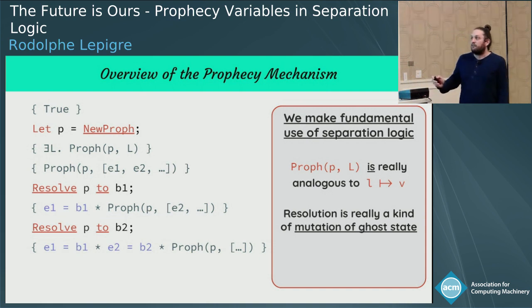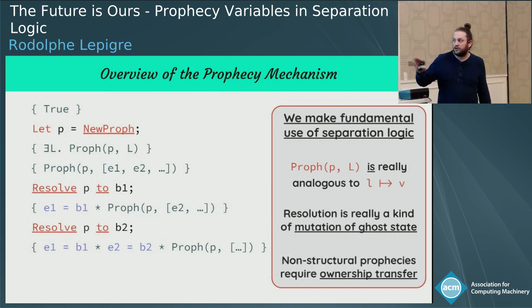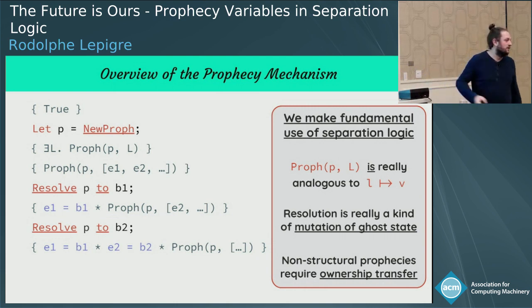Yeah. And one last thing, the code I showed you on the right actually executes in a single thread. So it's not making use of the fact that we support non-structural prophecy variables. But nothing prevents us from transferring ownership of the prophecy assertion from one thread to another thread, and that second thread could then resolve the prophecy. So that's how we support non-structural prophecy in that work.